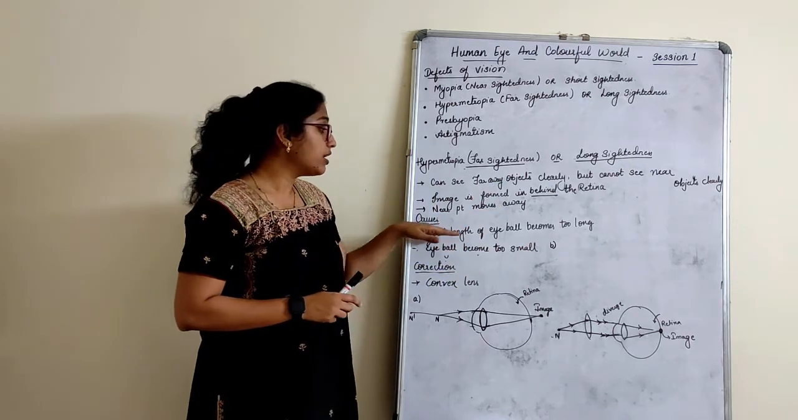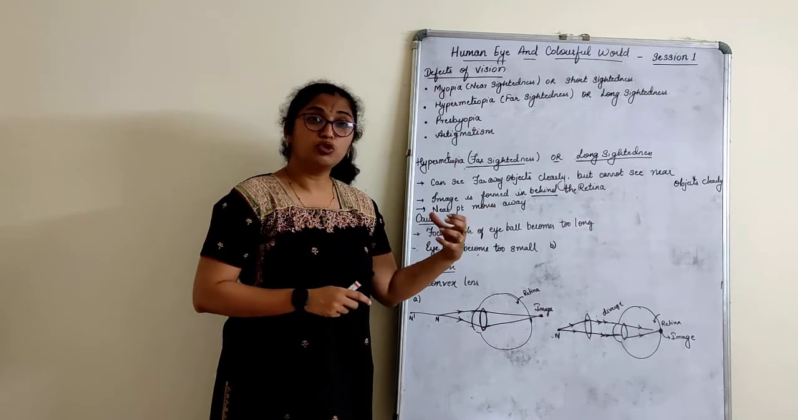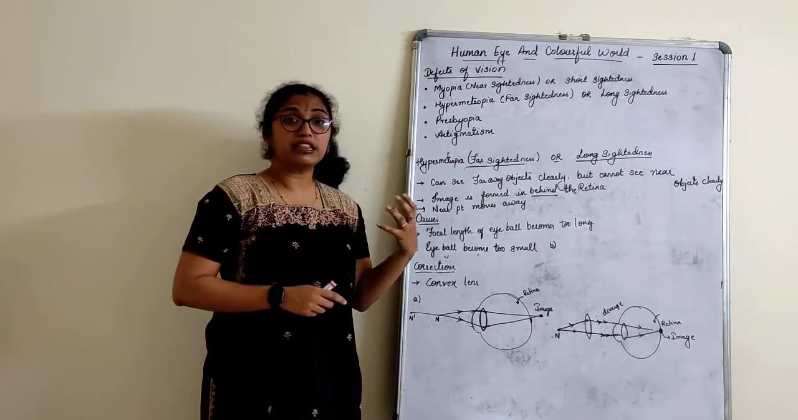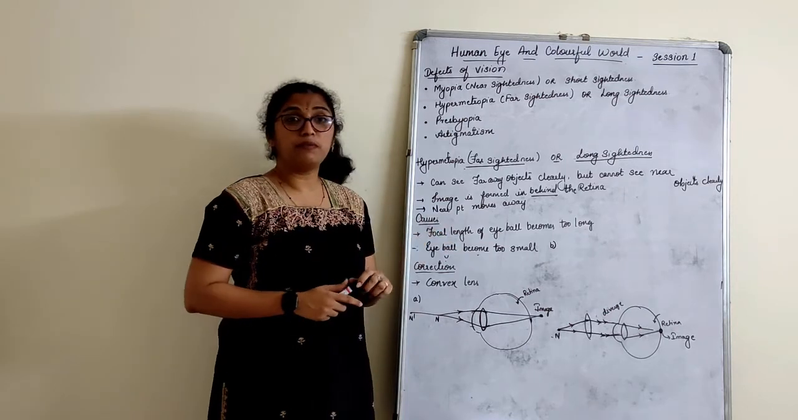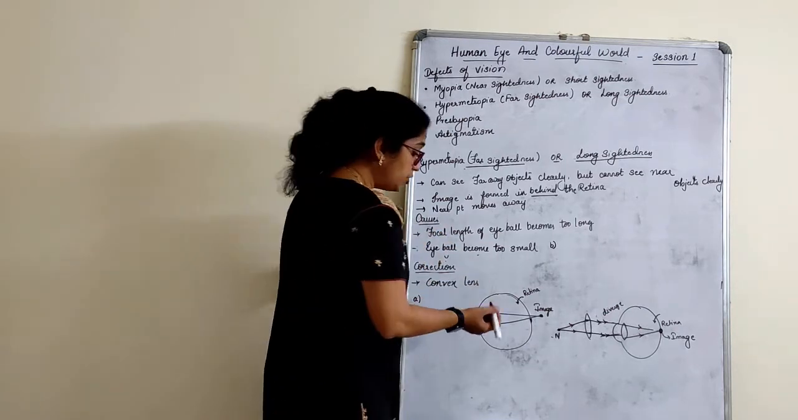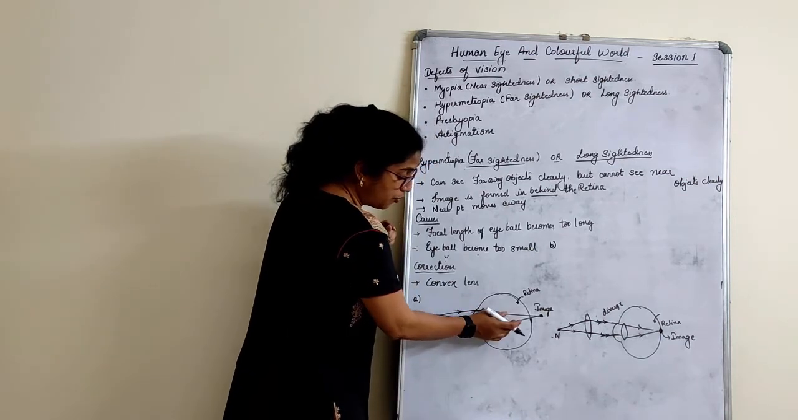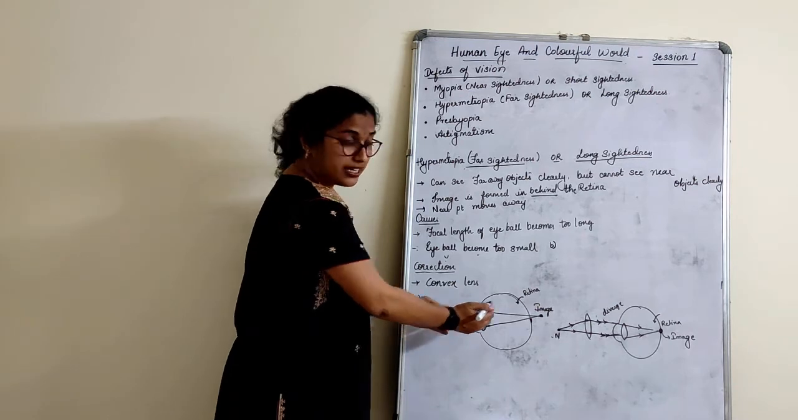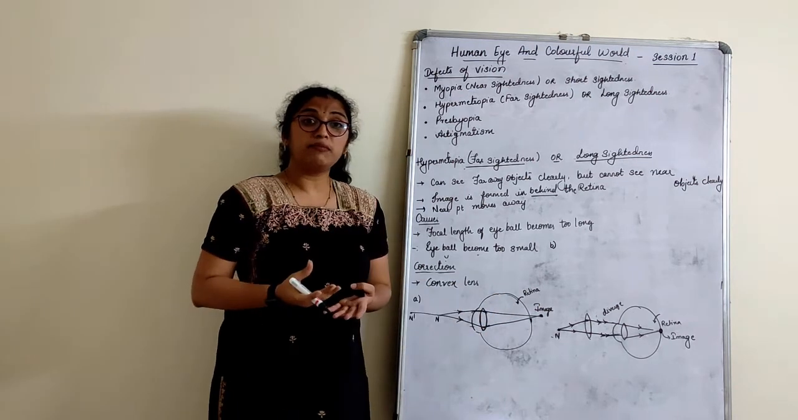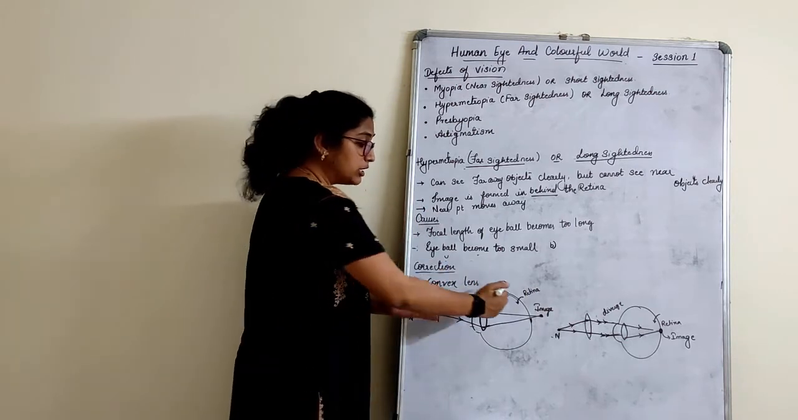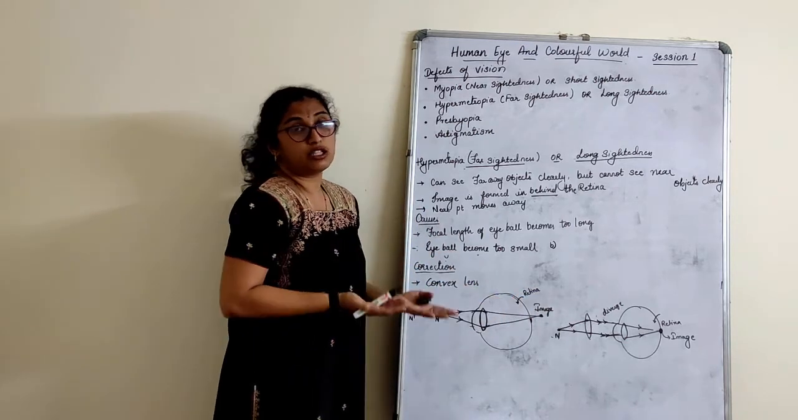Causes: the focal length of the eyeball becomes too long and the eyeball becomes too short. Now see here. In the previous case, what happened? We knew that my eye had to focus the image here. Now what has happened? Your eyeball has shrunk. It has become small. So what will the image do? The image is actually focusing at the correct point only. But your eyeball has shrunk, so it's not a fault of the image.